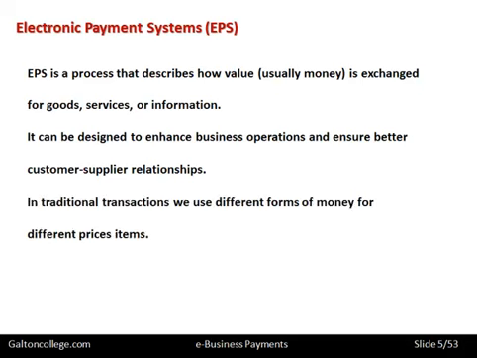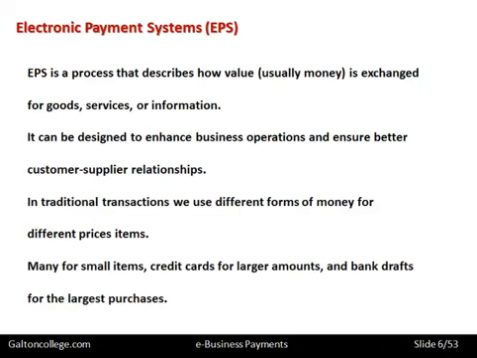In traditional transactions, we use different forms of money for different priced items. For example, for small items, we may use cash, credit cards for larger amounts, and bank drafts for the largest purchases. So we use cash for very small purchases. If you want to buy a cup of coffee, the chances are you'd use cash. Or if you're going to buy something in the local shop, you will use cash, chances are. You may use credit cards in a restaurant, or credit cards to buy a piece of electronics.